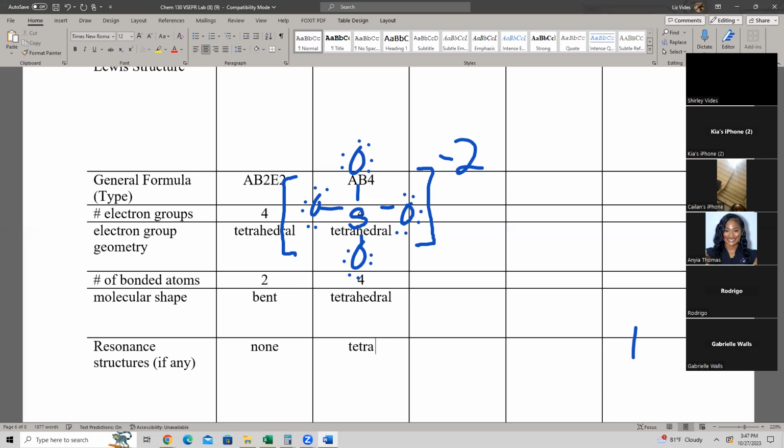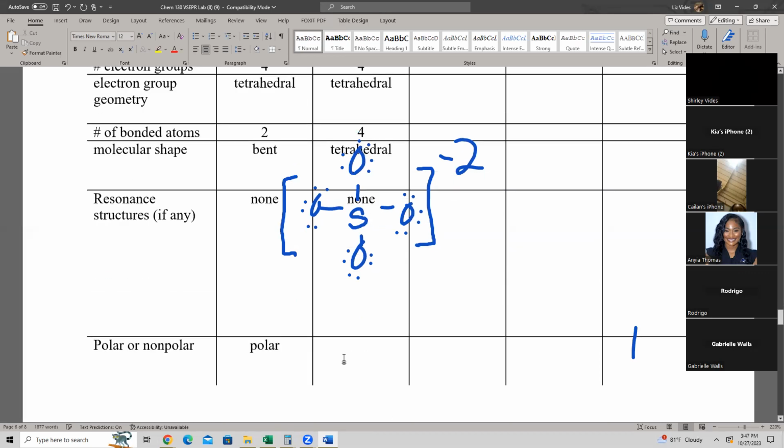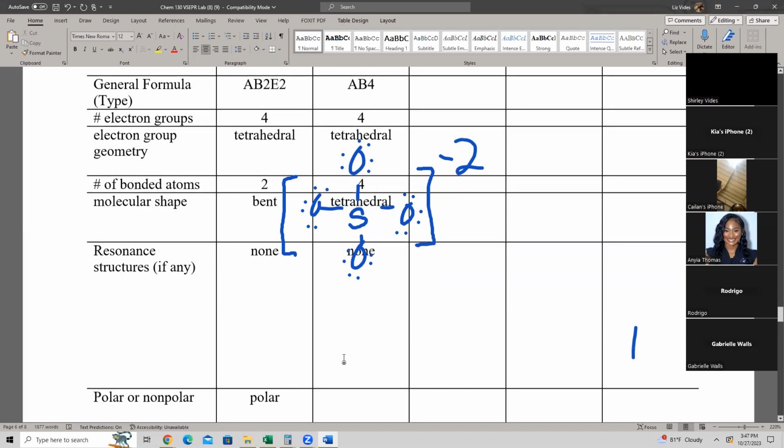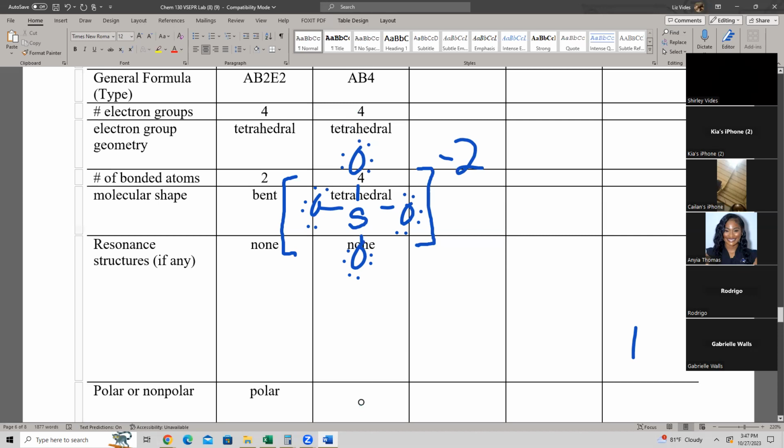Oops, sorry. Why did I put tetrahedral on there? I mean, none. And is it polar or non-polar? This time, those 2 numbers are the same. There are no lone pairs. So, non-polar. There we go.